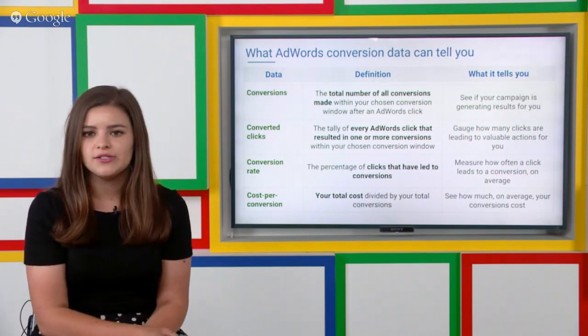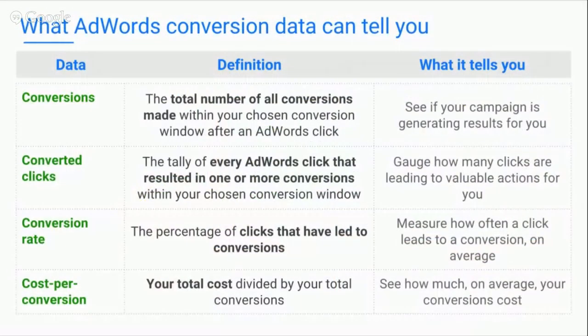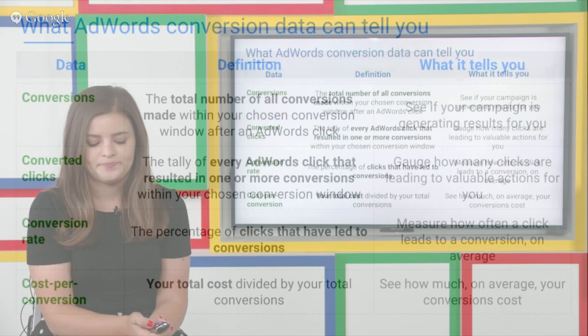Next is conversion rate. This is simply the percentage of the clicks you've received that have led to a conversion. And then cost per conversion is a really great metric to follow when you're looking at what your costs are and how much it's costing you to acquire each customer. So that is the total cost divided by your total conversions. So you can really see how much on average your conversions are costing. How much are these leads or these purchases costing you to acquire?